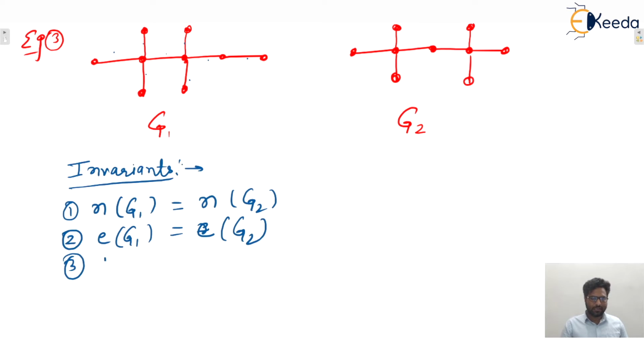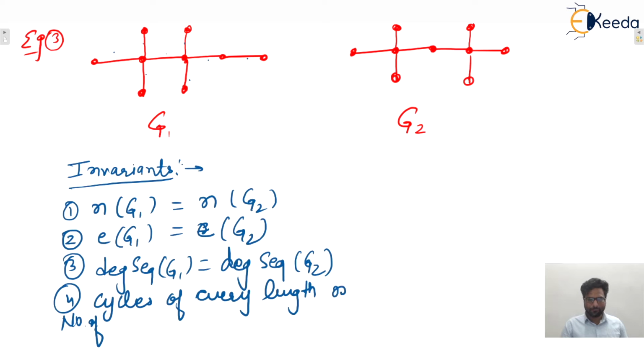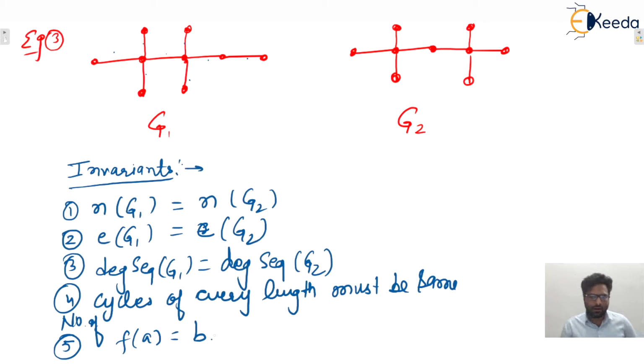Third one, degree sequence. The degree sequence of G1 must be equal to the degree sequence of G2. Fourth one, the number of cycles of every length must be the same. And fifth one, there must be a bijective correspondence, f of a must be equal to b. For the fifth point, we'll see the meaning one by one.